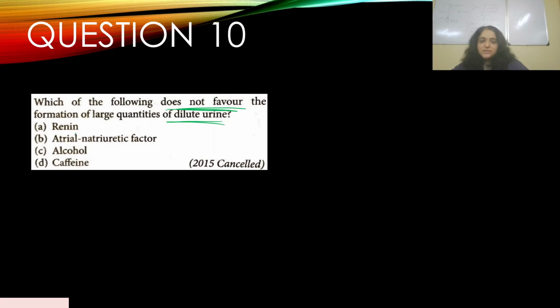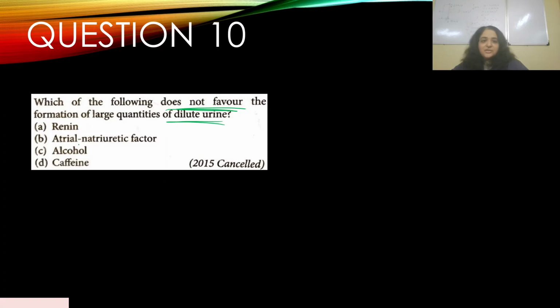Renin, does renin favor the formation of large quantities of dilute urine? Let's see. Renin is secreted when there is low blood volume or blood pressure. So it does not favor the formation of large quantities of dilute urine, right? Because renin tries to reabsorb sodium and water.